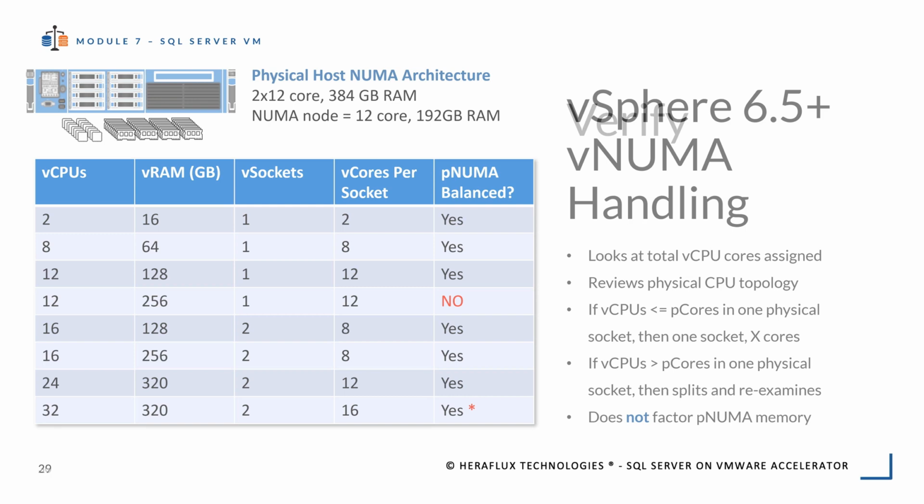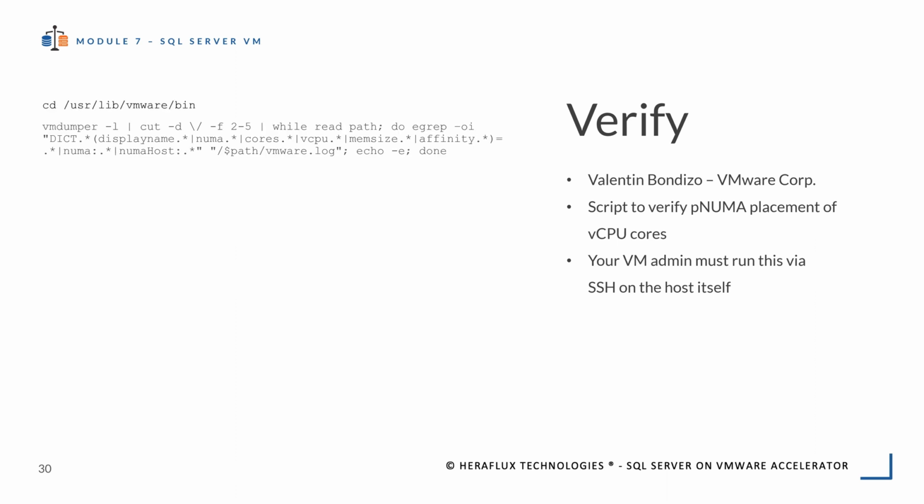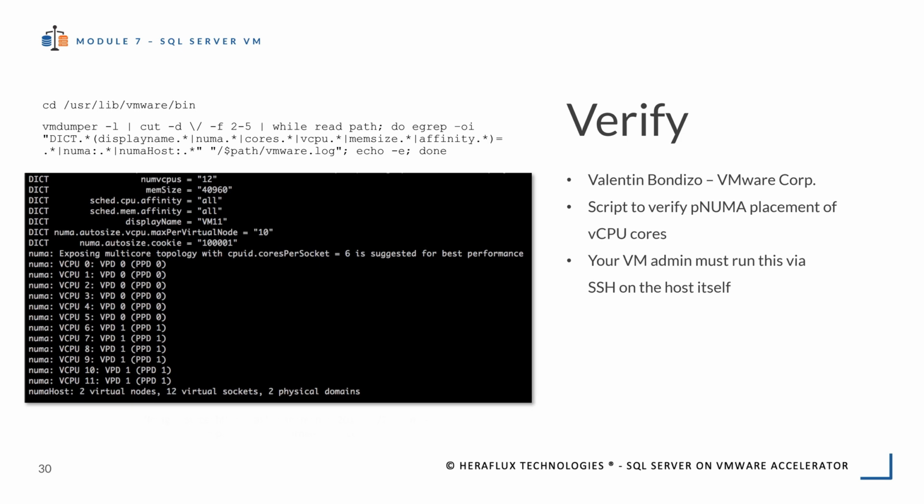For the virtual machine administrators out there, there is a console-based command that you can run to verify your virtual machine NUMA topology. You can thank a performance tuner from VMware Corporate named Valentin Bondzio for the script on the screen. It allows you to verify physical machine NUMA placement for your virtual machine CPU cores. Read more with the link on the screen if you're interested in running this in your environment.